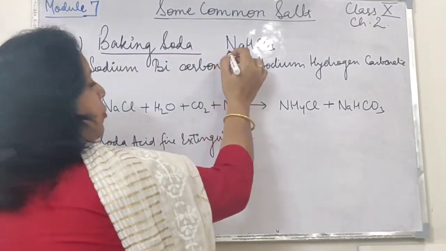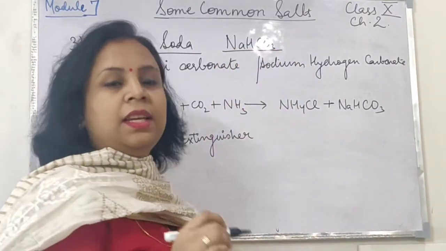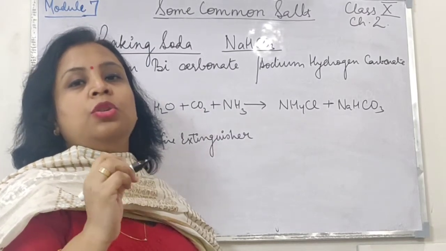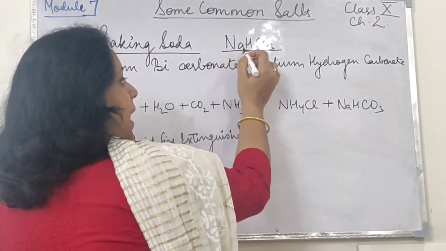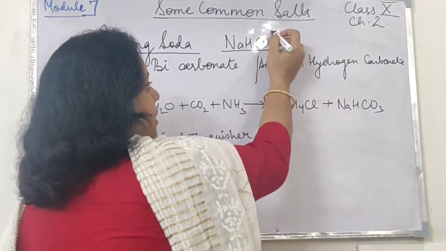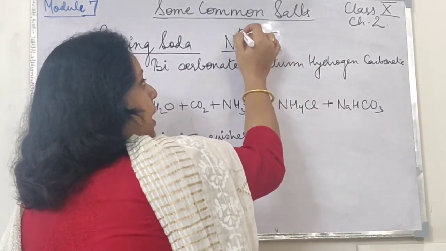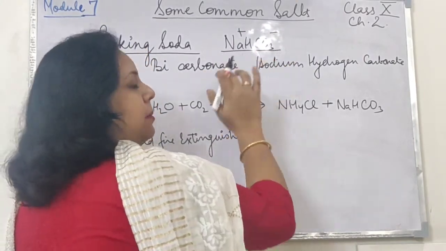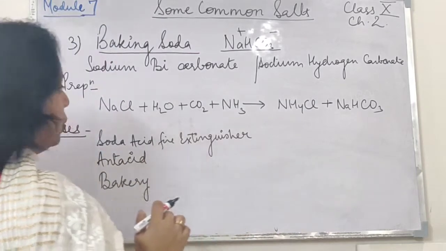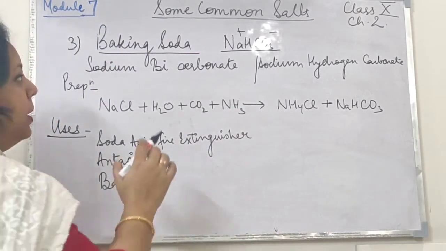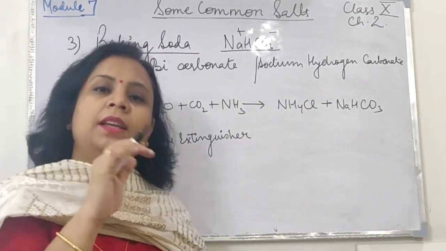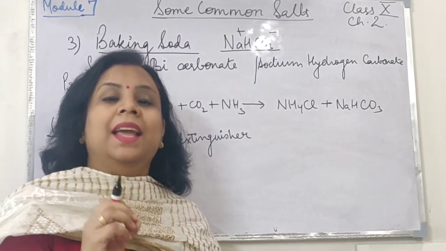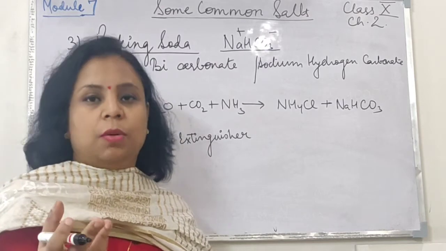If you see, the formula of baking soda is sodium hydrogen carbonate or sodium bicarbonate, NaHCO3. Now HCO3 is the bicarbonate ion and Na plus is the sodium ion, so it becomes sodium bicarbonate. Now children, if you see the preparation of sodium bicarbonate, it is again a product from the first salt that we studied, that is NaCl or sodium chloride, the common salt.